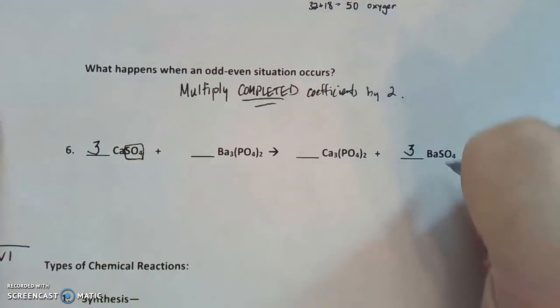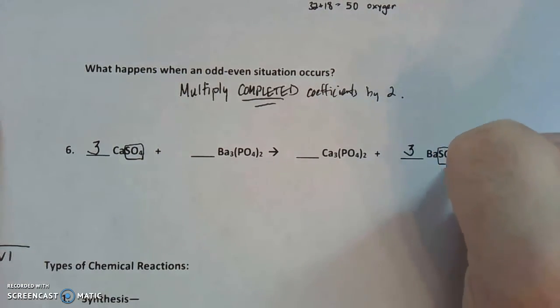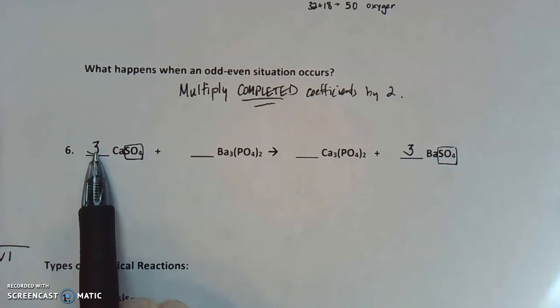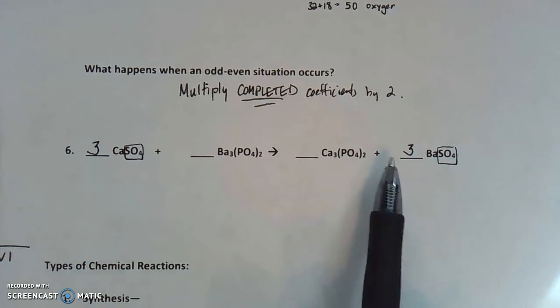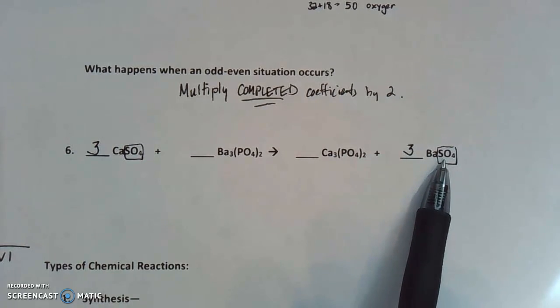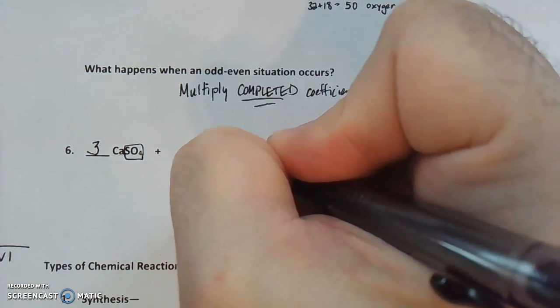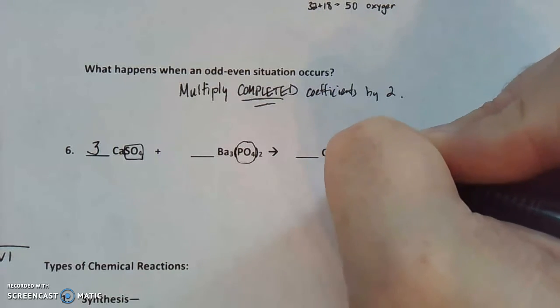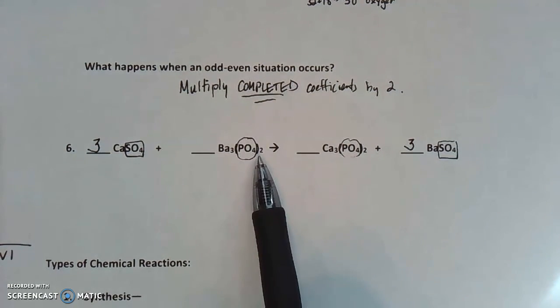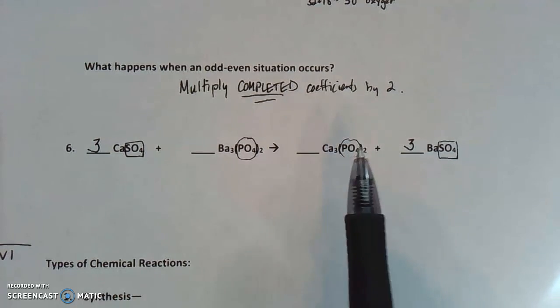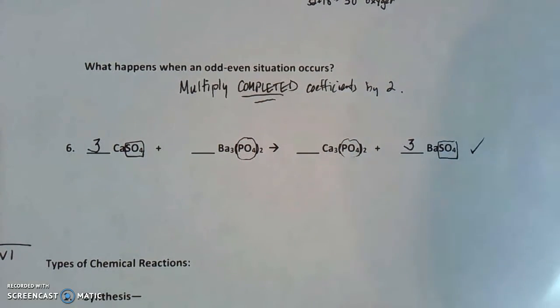But if we look, we have an SO4 group here and an SO4 group here. With the coefficient of 3 in front of it, that means that we have 3 SO4 groups here and 3 SO4 groups here. So we're good. The PO4 appears on both sides, and there's a coefficient of 2. So that means we have 2 PO4 groups and 2 PO4 groups as written. So this one is balanced.